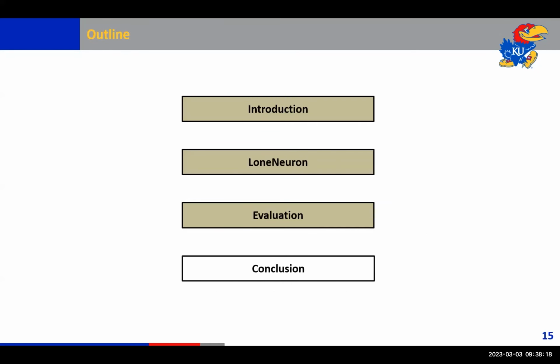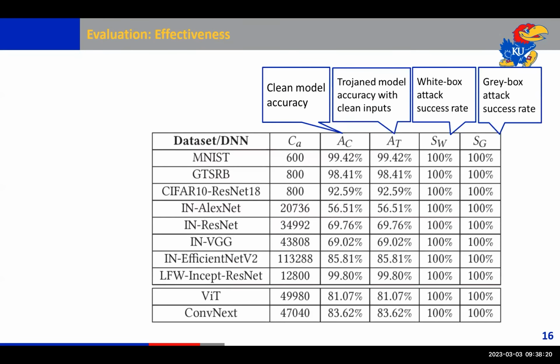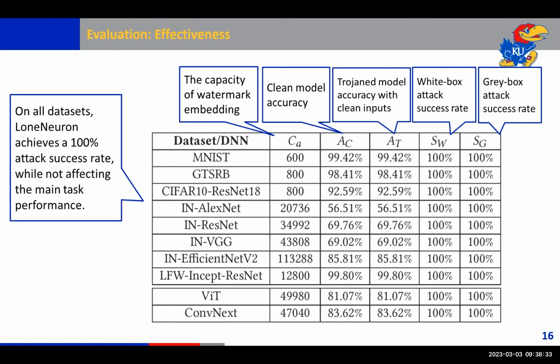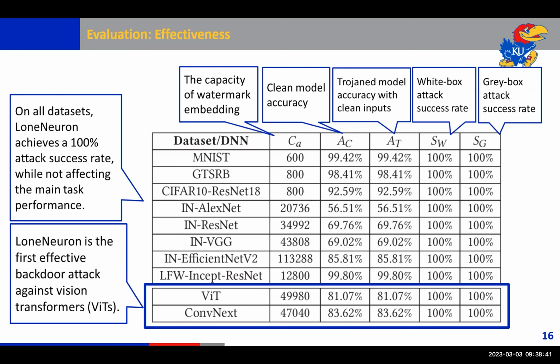For the evaluation part, we selected four data sets: MNIST, GTSRB, CIFAR-10, and ImageNet. We conducted experiments over 10 different models with different architectures and philosophies. For all of these experiments, we reached 100% attack success rate for both white box and gray box scenarios. And we have no influence on the clean model accuracy, which means that our attack will not affect the main task.